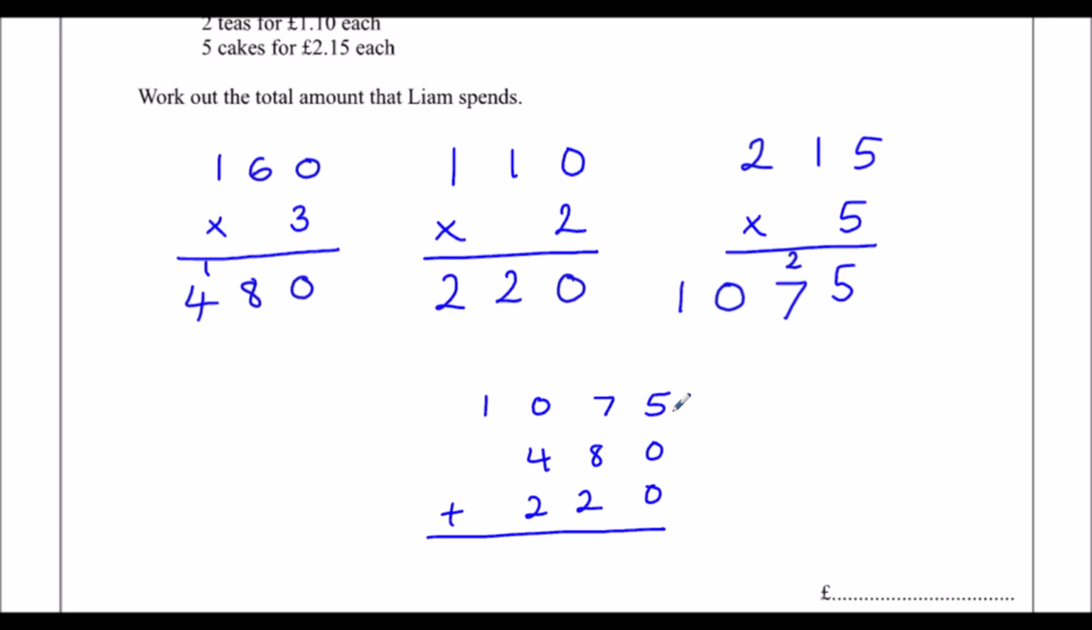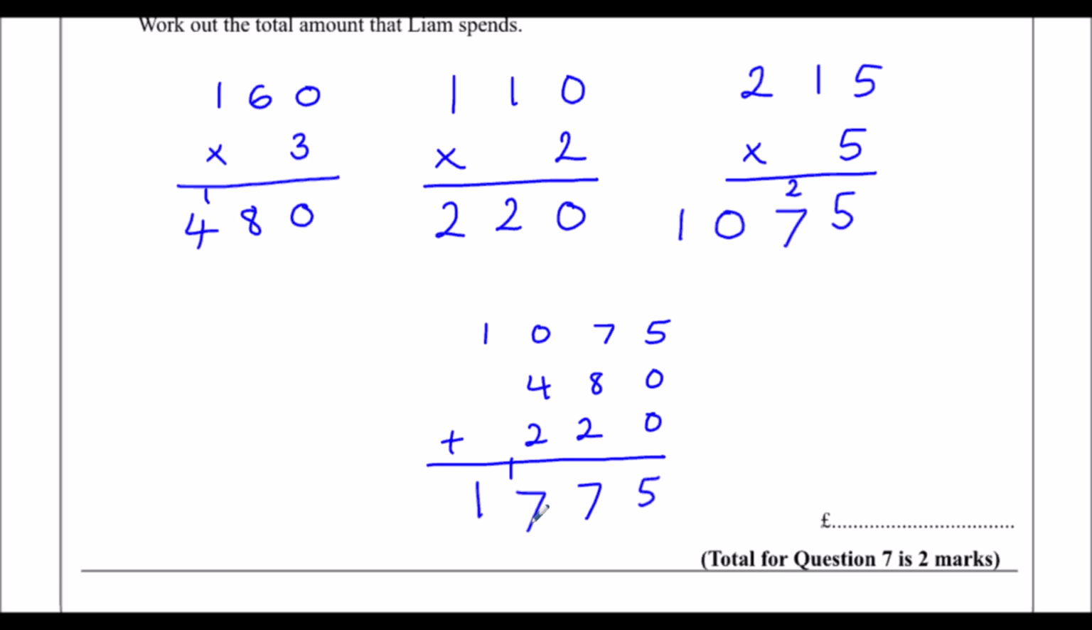So the ones, 5 plus 0 plus 0 is 5. We've got 2 plus 8 plus 7. 2 plus 8 is 10, plus 7 is 17. So 7 and carry the 1 over. 4 and 2 are 6, plus the 1 is 7. And we've just got a 1 here. So 1 plus nothing is 1. So I've got 1,775p or £17.75.